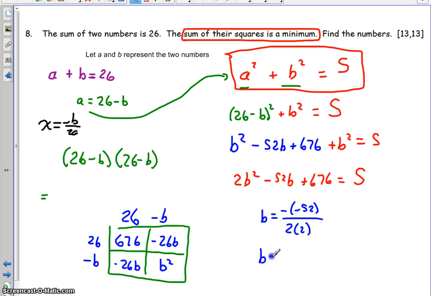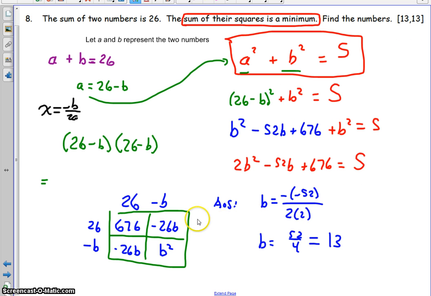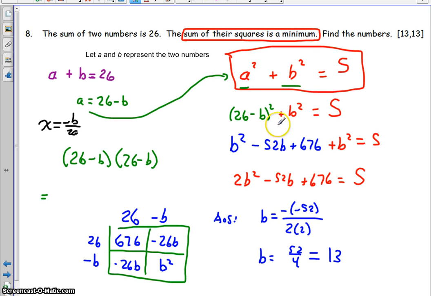Okay, you can solve for that. Again, remember this is the axis of symmetry. So you get 52 divided by 4, which is equal to 13. So when B is 13, the sum of the squares becomes a minimum. So with that in mind, now that you have B, it doesn't just want one of the numbers, it wants both numbers. So if A is equal to 26 minus B, we can sub in the fact that B equals 13, so that means that A equals 13 as well. So the two numbers are going to be 13 and 13 to make the sum of the squares a minimum.